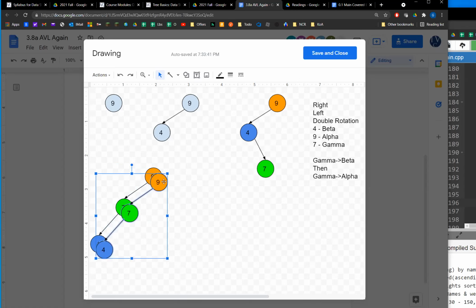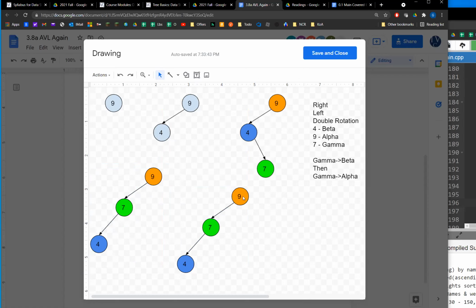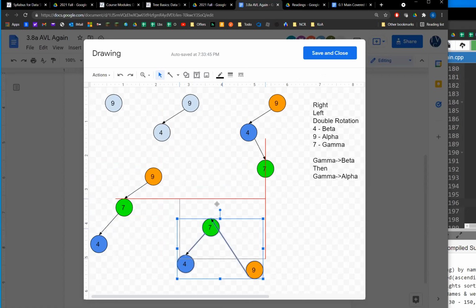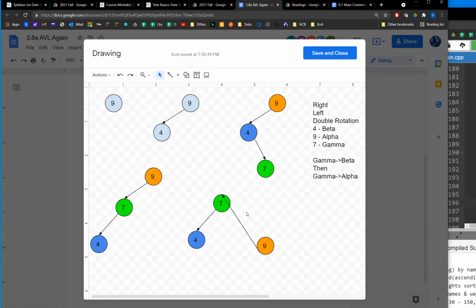Now we can rotate again. 7 goes up, 9 goes down, and our tree is getting back into a nice, ideal triangular state.